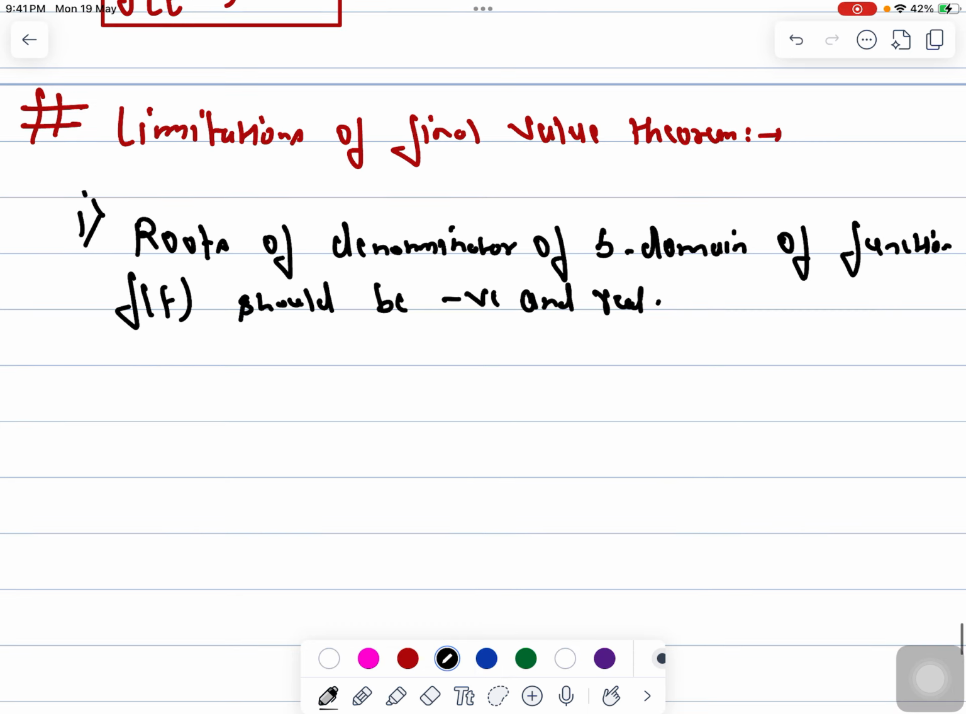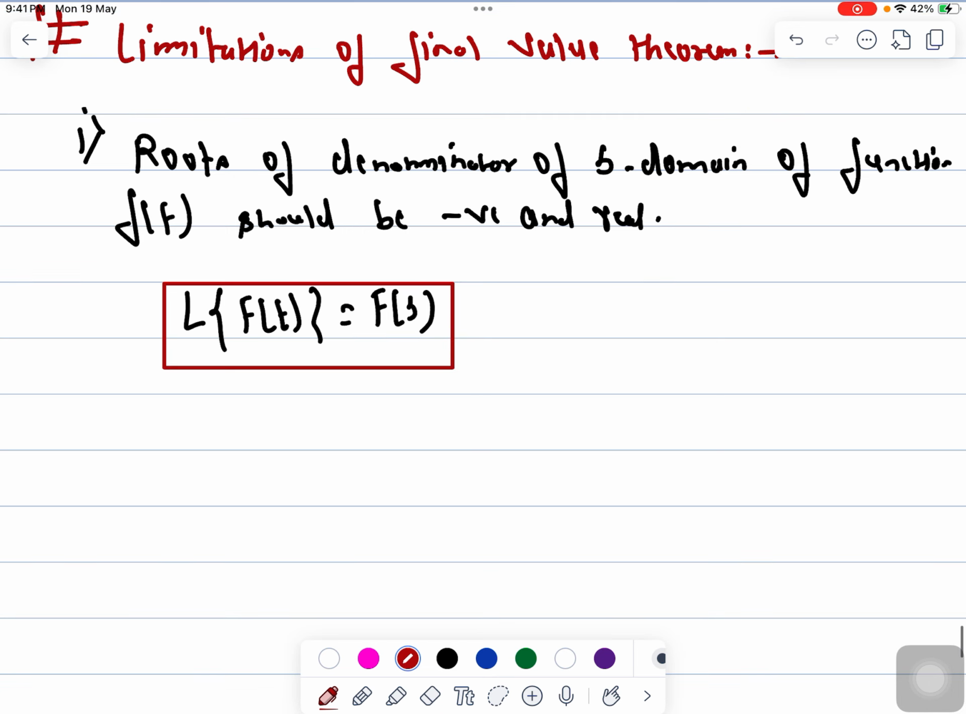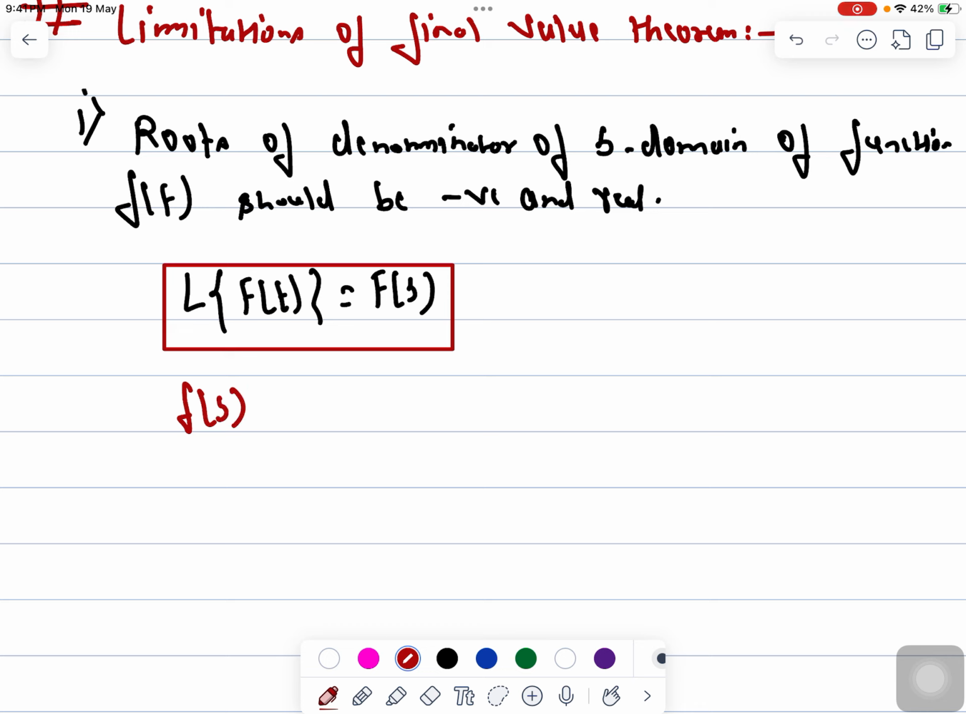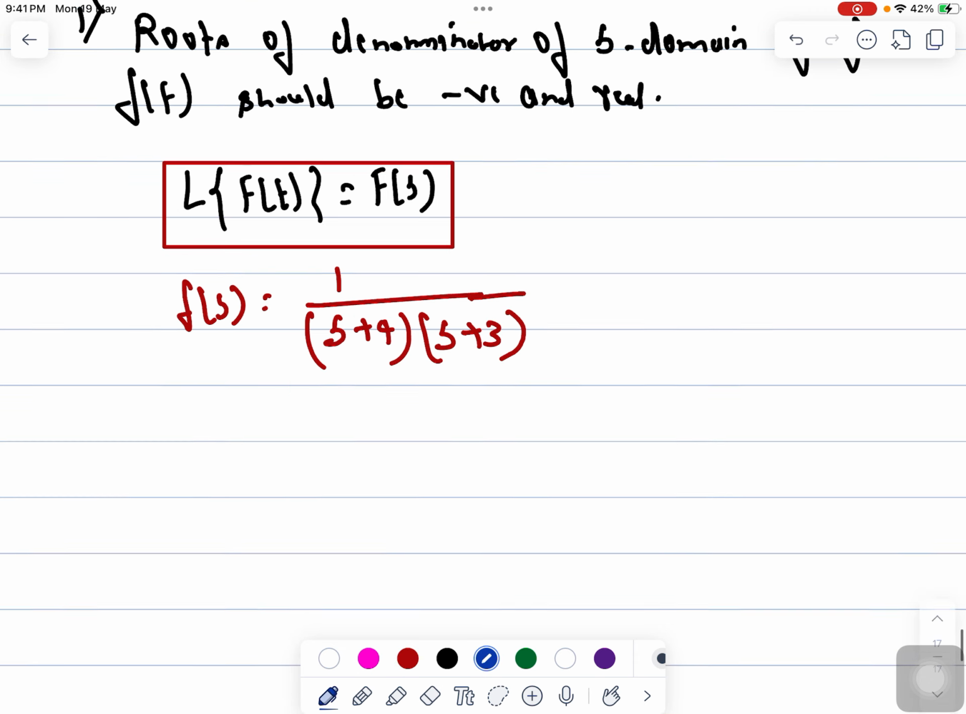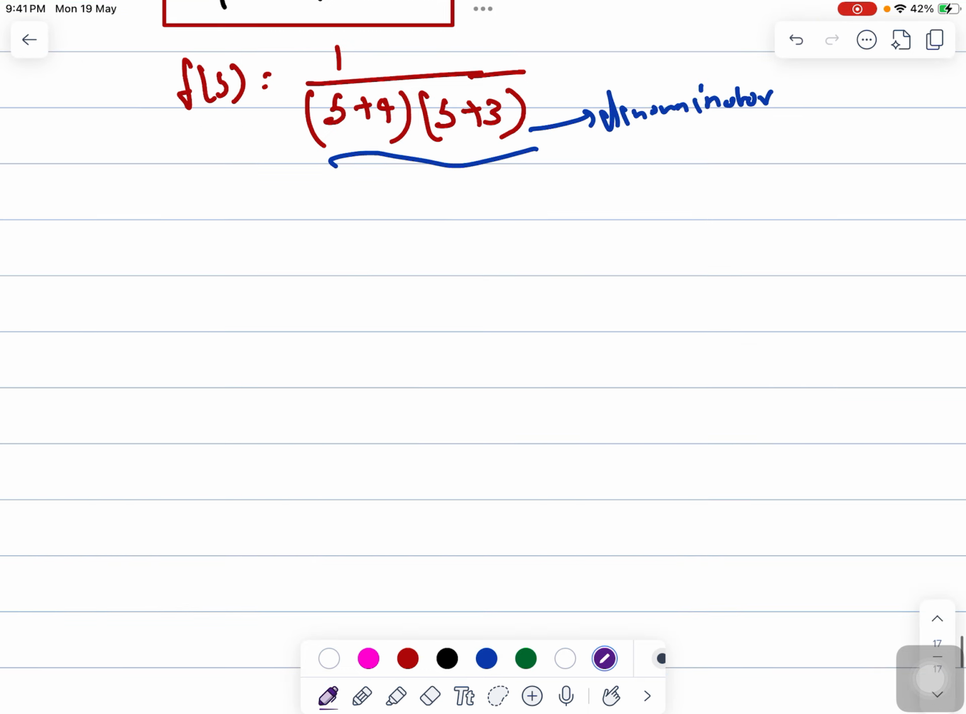So let's say you have f(t). If I take the Laplace transform of f(t), that will give you F(s), right? So first you convert the t domain into the s domain, and once you have the s domain, then you calculate. Let's say you have the s domain F(s) equal to 1 upon (s plus 4) into (s plus 3), right? So this is the denominator. Now what are the roots of the denominator? First I calculate (s plus 4) into (s plus 3) equals 0. So the value of s will be equal to minus 4 and minus 3.